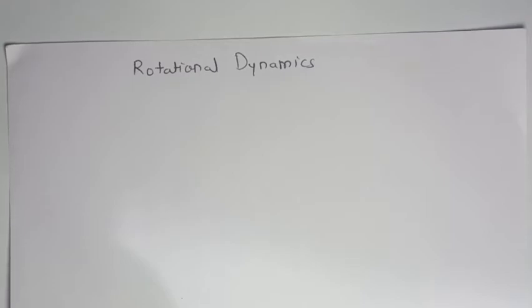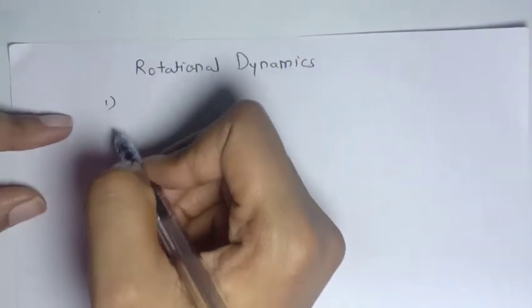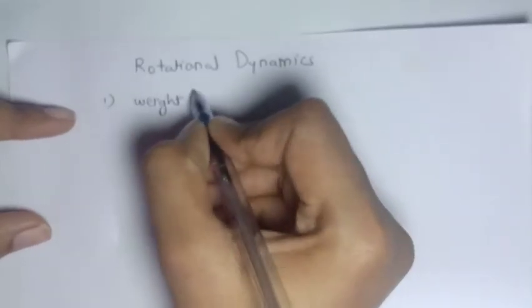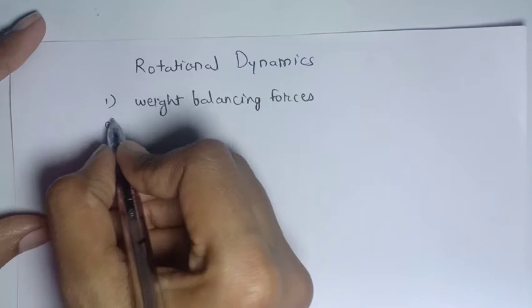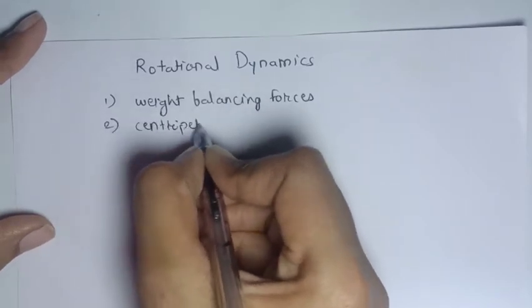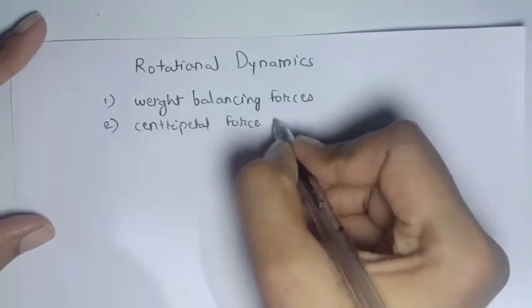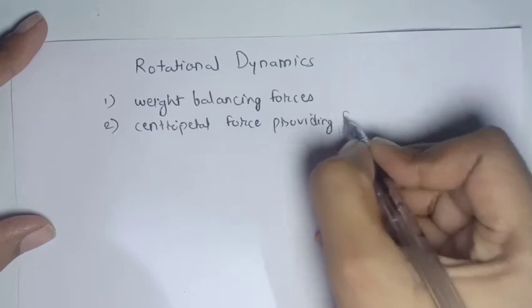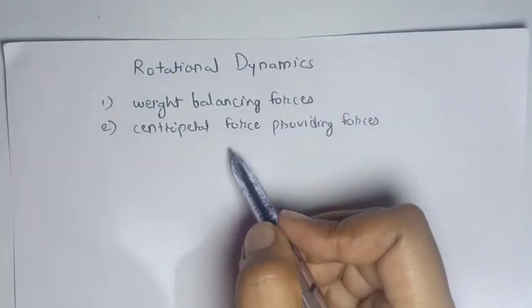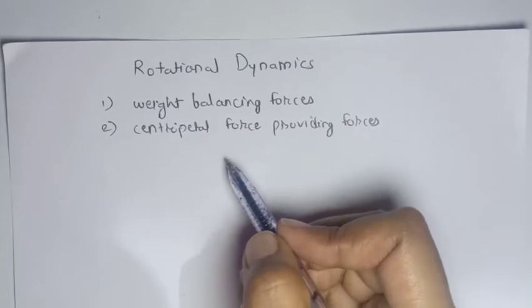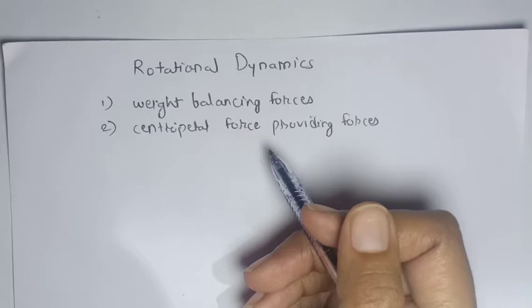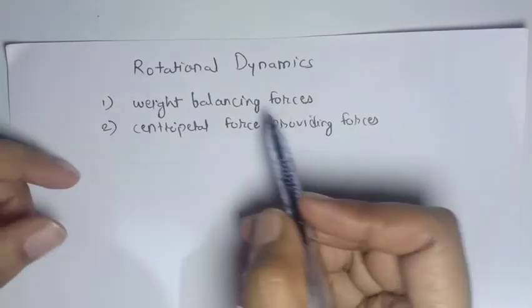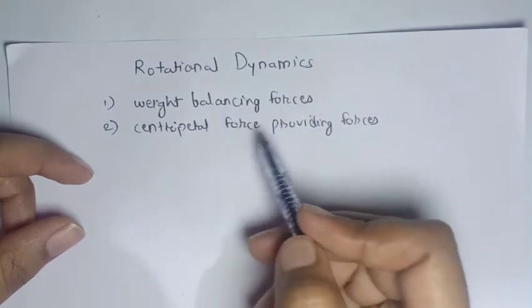While studying this chapter, there are only two main tasks. What are the tasks? Your first task is to find weight balancing forces. Second task, centripetal force providing forces. So these two tasks you are going to perform every time, whether it is for a horizontal curve road, banked curve road, conical pendulum, or pendulum in vertical motion. So the main thing is you are always going to find weight balancing forces and centripetal force providing forces.